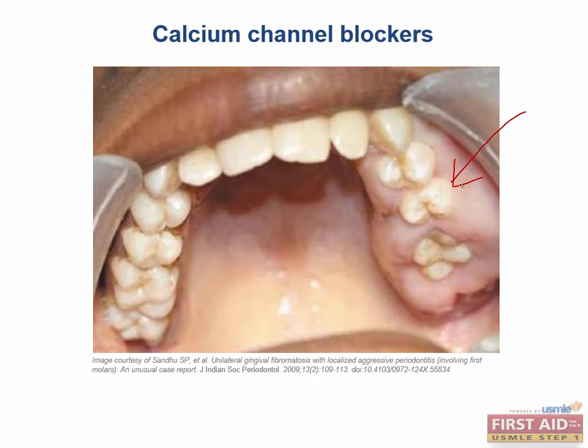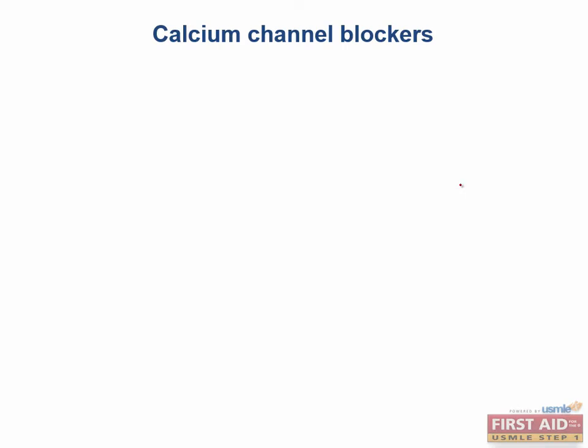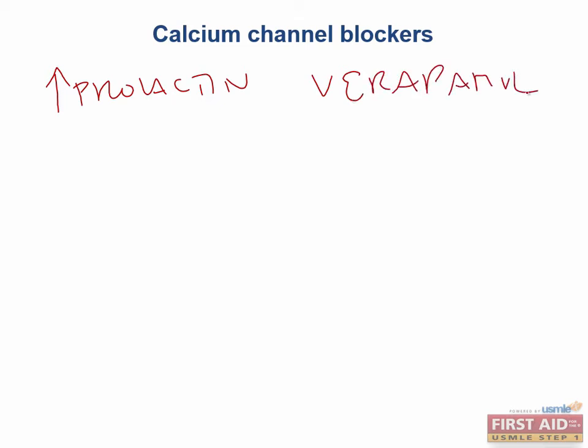This is gingival hyperplasia. The last one that we're going to talk about is high yield because it lets test question writers bring in some endocrinology. We're talking about hyperprolactinemia. Hyperprolactinemia classically occurs due to verapamil. Now, how in the world does verapamil lead to an increase in prolactin levels?